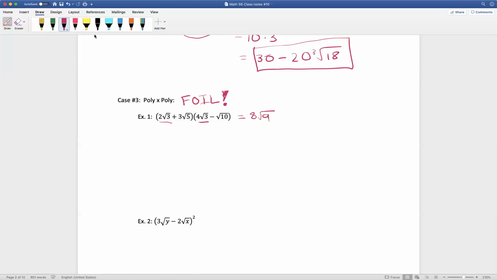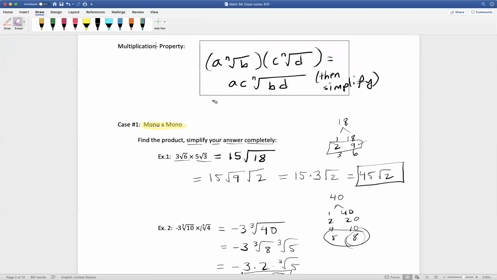Outer two, I'll do it with another color pen. 2 square root of 3 minus the square root of 10. Put a little 1 there just to remind myself there is a 1. 2 times 1 is 2. Square root of 3 times square root of 10 is square root of 30.